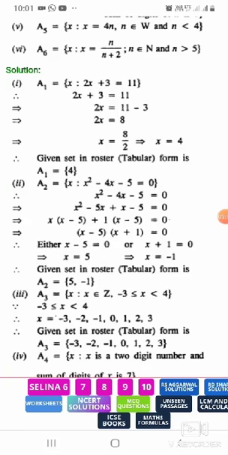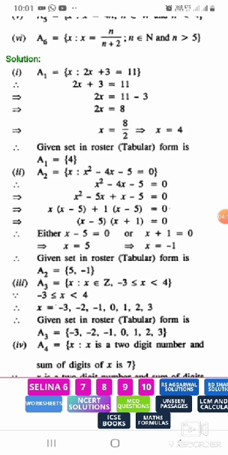So now x minus 5 into x plus 1, these are the two factors for that particular equation. Now finding out the values of x here. You can take x minus 5 equals 0, then x equals 5. If you take x plus 1 equals 0, then x equals minus 1. So there are two possible values for this particular equation.